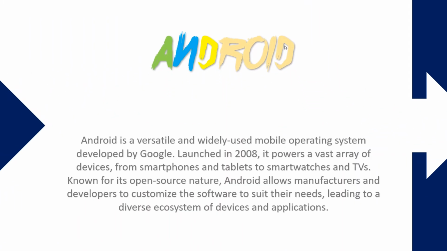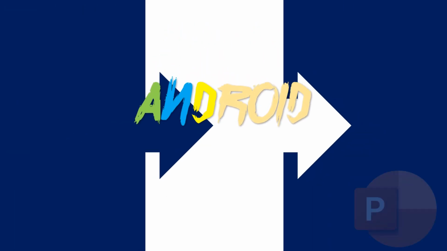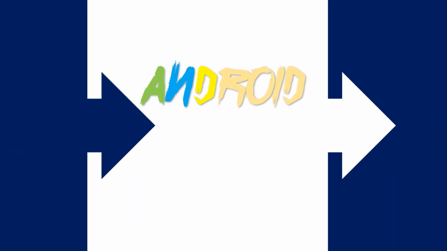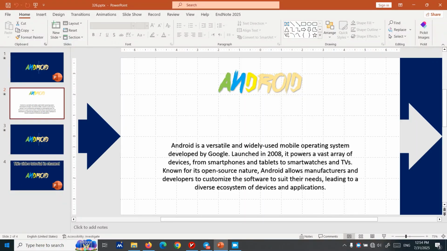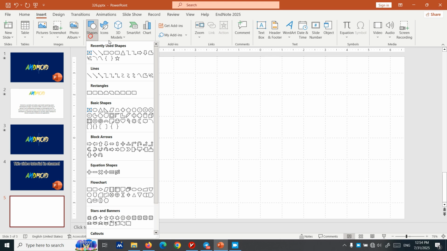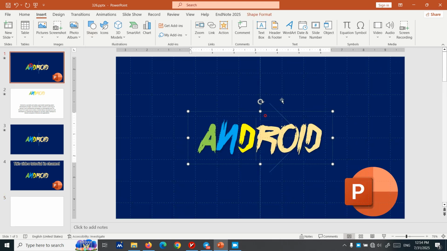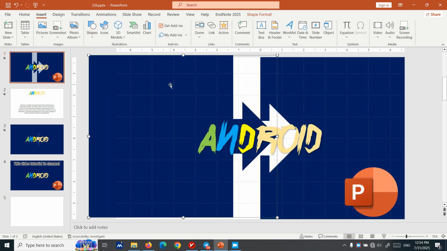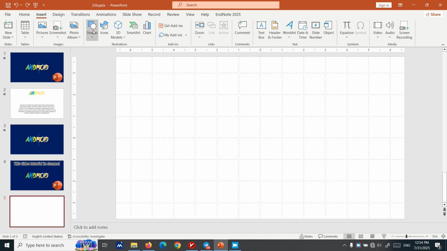Okay, it's very amazing. Let's try to create that. At first we need to create a new slide. In the new slide we need to create that shape. The important thing is that shape and how it's going in and out. Let's see what we are going to create.